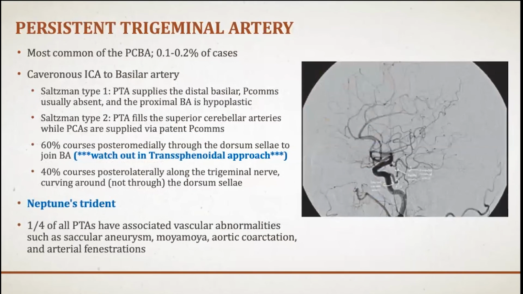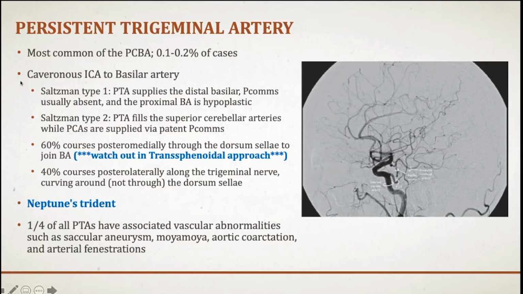So the biggest one and the most common one is the persistent trigeminal artery, and this is an anastomosis between the cavernous ICA and the basilar artery. So there's different types. Again, don't remember those for now. Of this type of variant, the posterior persistent trigeminal artery supplies the distal basilar. The PCOMs are usually absent, and the proximal basilar is hypoplastic.